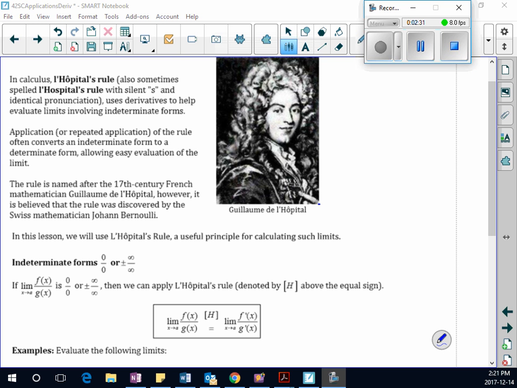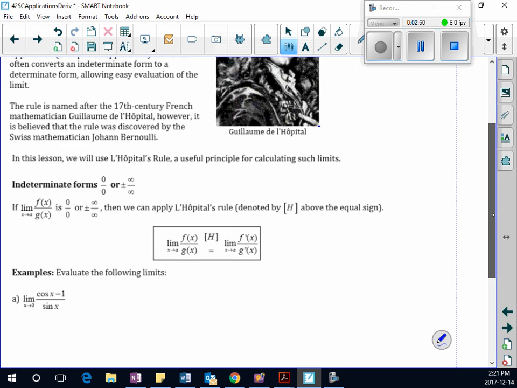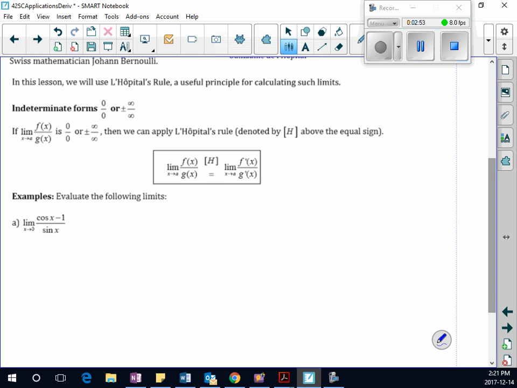So, L'Hopital's rule only applies for these indeterminate forms: 0 over 0, infinity over infinity, or negative infinity over positive, like any form of infinity over infinity, okay? So, if we're finding the limit and we get 0 over 0 or plus or minus infinity over infinity, we can apply it. We denote it by using this H with square brackets above the equal sign, and then we write the limit again.